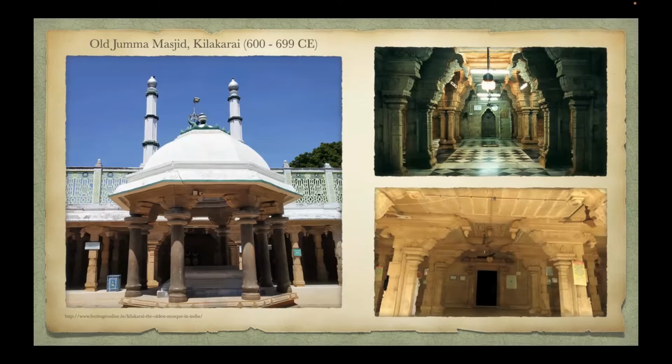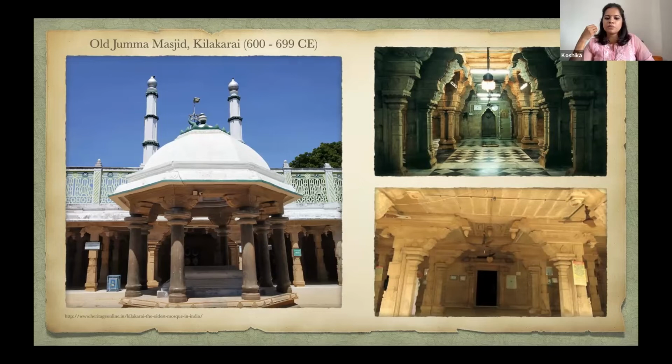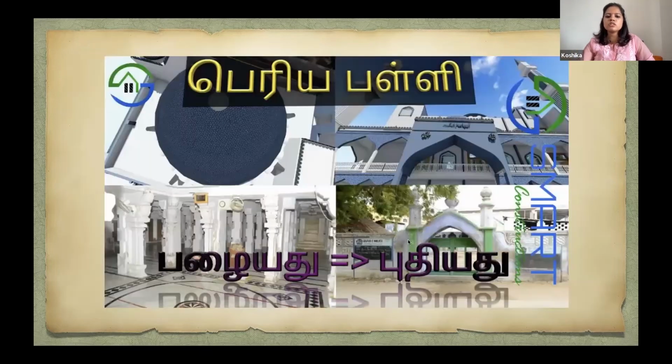So this shows us how the Tamil Muslims had a great connection with their culture as well as their religion. They were so close to their culture, that is the Dravidian culture, and the religion, which is Islam. So this is a small video about the Periyapalli in Keelakarai.